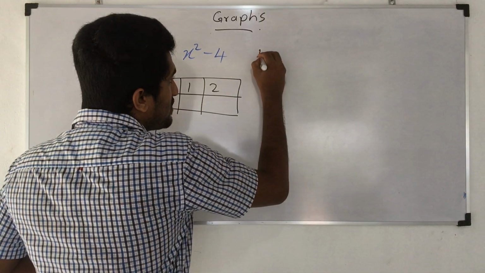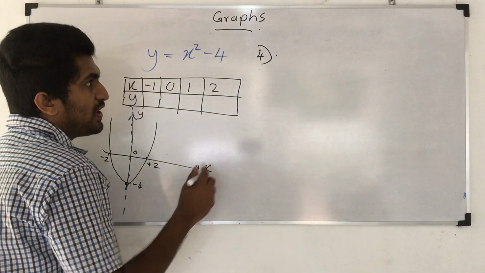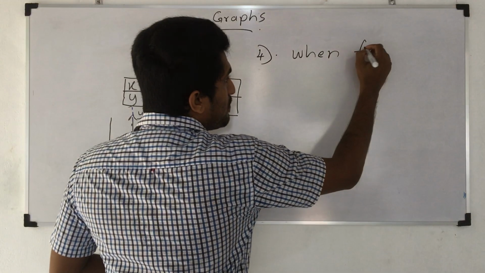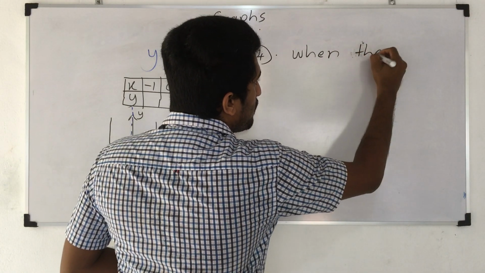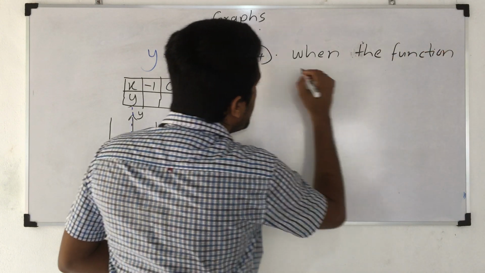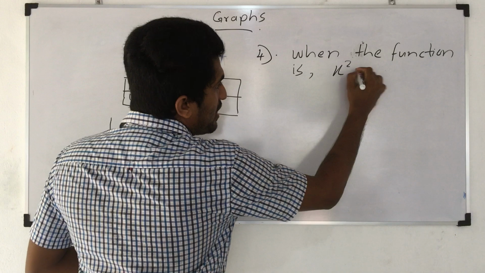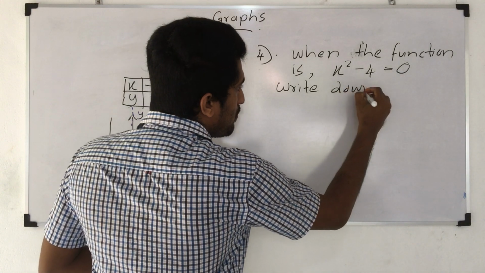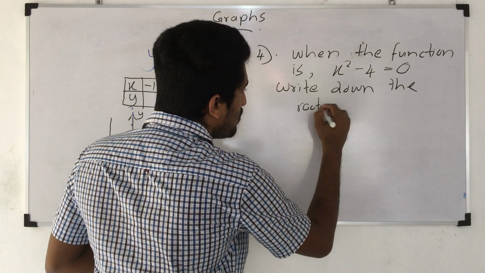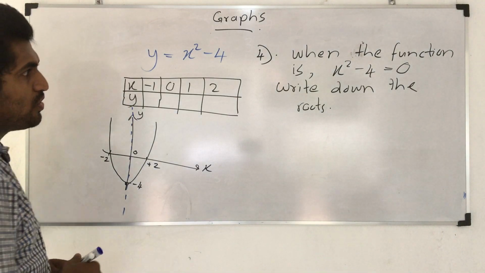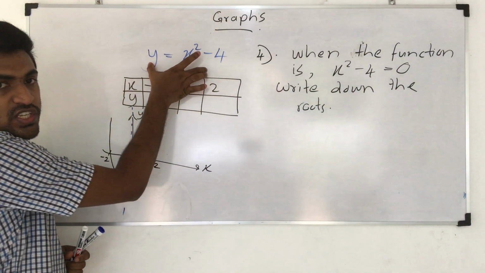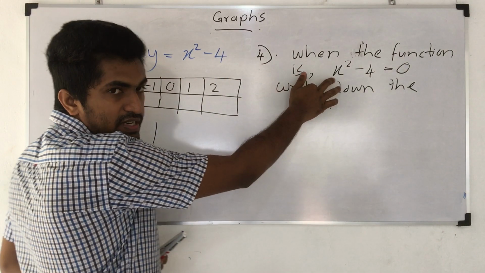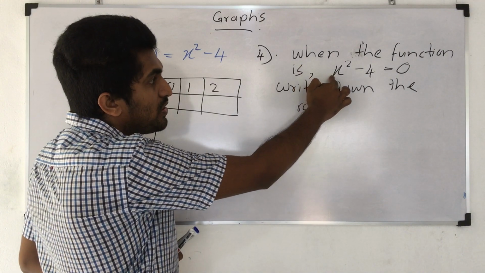In the fourth question, they will ask to find the roots of the function. That means they will ask it like this. When the function x squared minus 4 equals 0, write down the roots of the graph. So, please compare this equation with the equation of our graph. The equation of our graph is y equals x squared minus 4. So, the equation given here is y equals x squared minus 4.